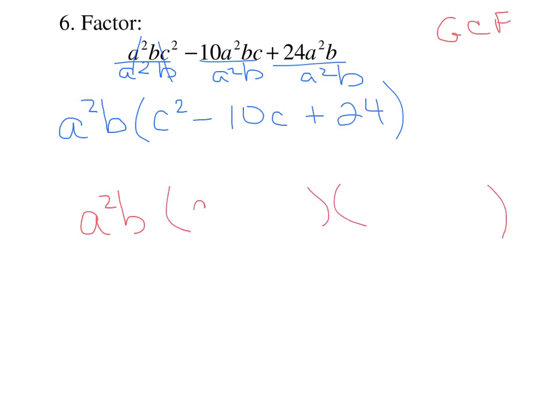All right, c squared is c times c. The first sign comes down. Multiply the signs together. So negative times positive makes negative. Same sign. Factors of 24 that add to make 10 are 6 and 4. And you're done.